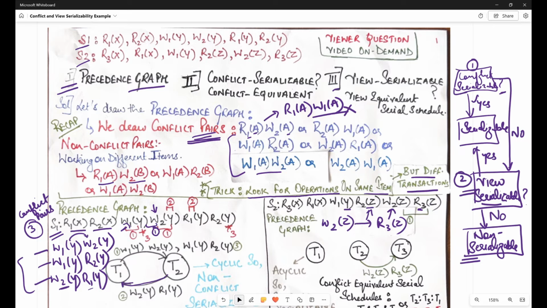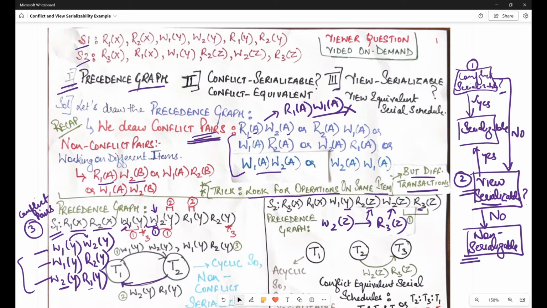So how do we draw the precedence graph? Again, we have three nodes, T1, T2, T3. Why? Because we have three transactions in the schedule instead of two as we had in S1. But where is the conflict pair? It's only between T2 to T3. So we draw it in this manner, T2 to T3. There is a single edge which is labeled as W2Z, R3Z.